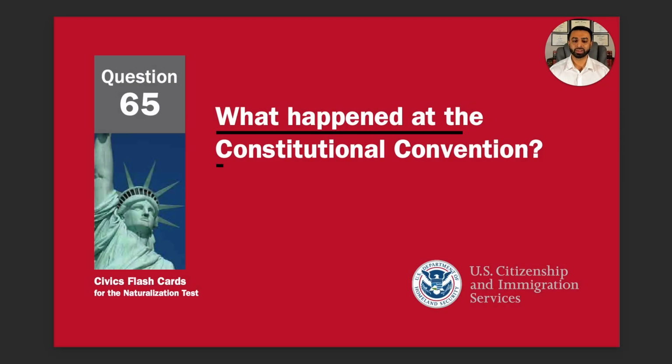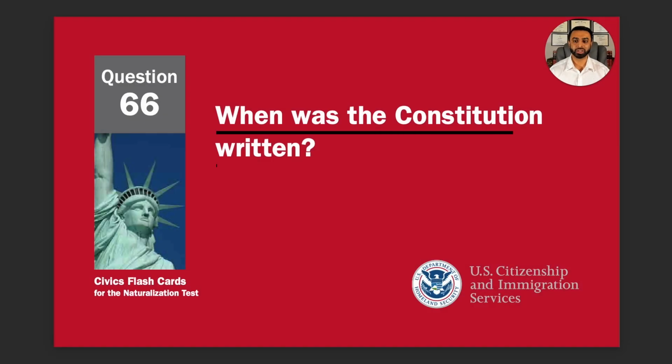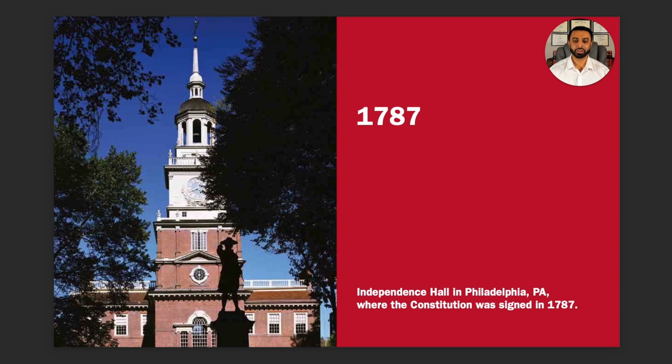What happened at the Constitutional Convention? The Constitution was written, or the Founding Fathers wrote the Constitution. When was the Constitution written? The Constitution was written in 1787.